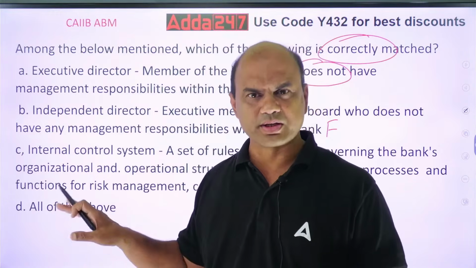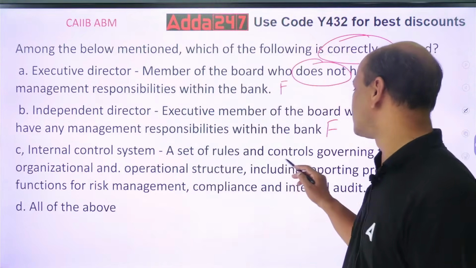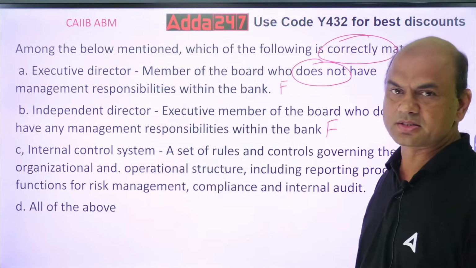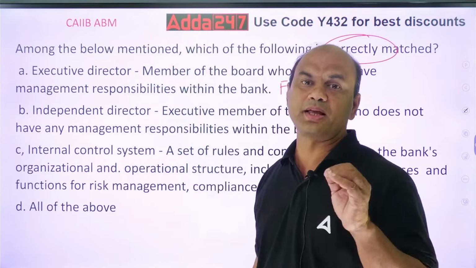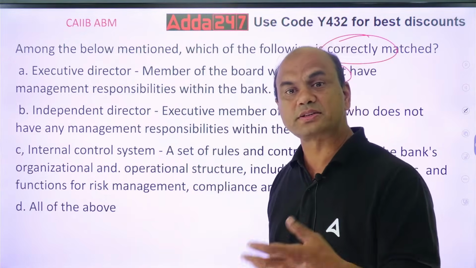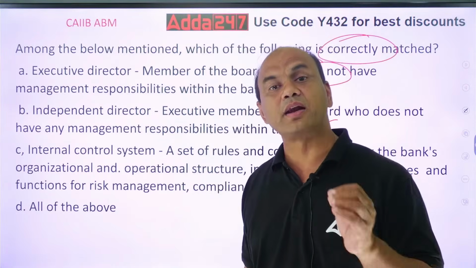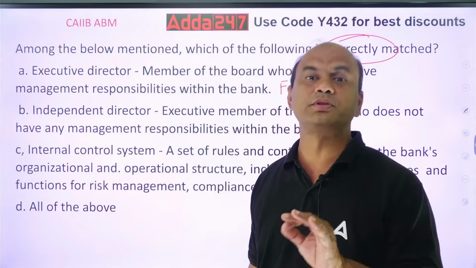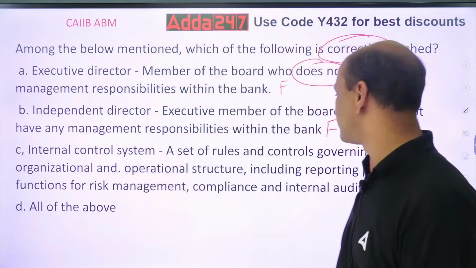So all the bodies. So internal control means what? It is having the set of rules and controls governing the bank, organization and operational structure. Again, operations. Here you have to see to it that the compliance process is followed by the staff also. The staff needs to be well educated and trained about this. Otherwise, having the compliance only on paper is of zero use. Got it? Having the compliance only on paper is of zero use.